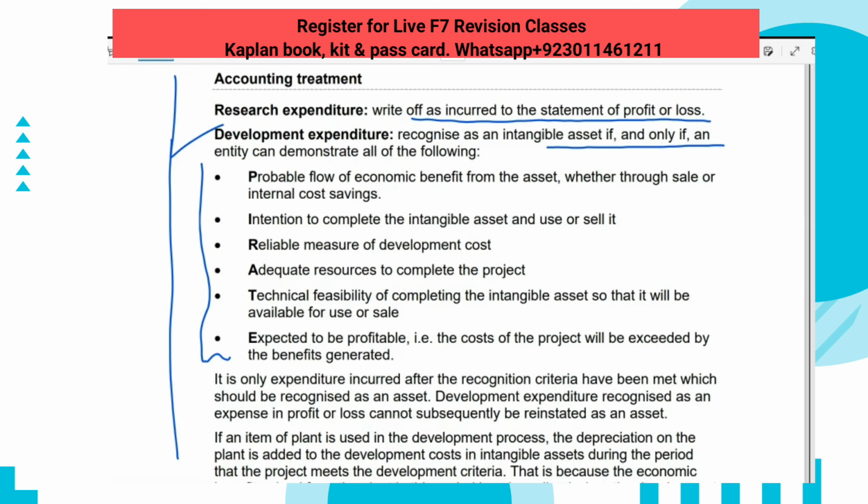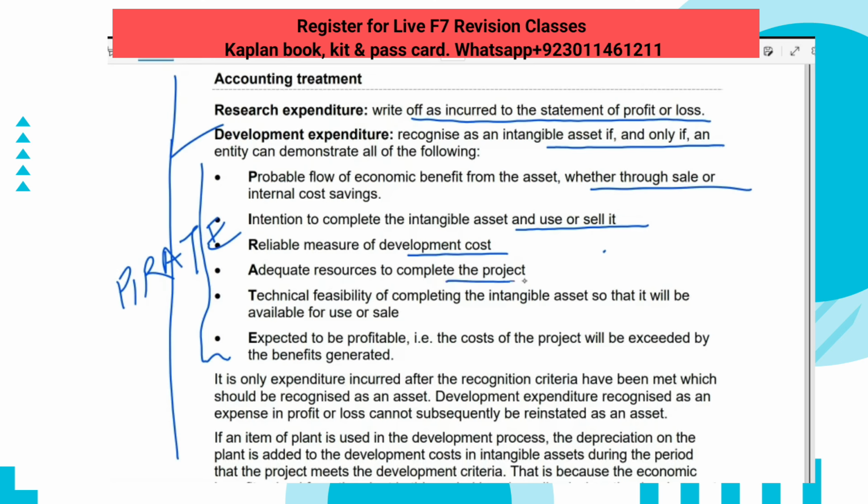Under development expenditure, these are the rules you have to remember and memorize. This is an abbreviation, also called PIRATE. Pirate. P: the probable flow of economic benefit from the asset, whether through the sale or internal cost saving.